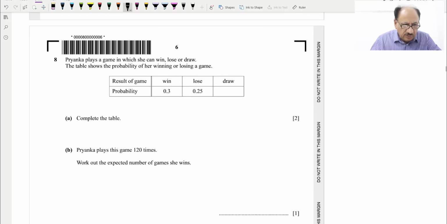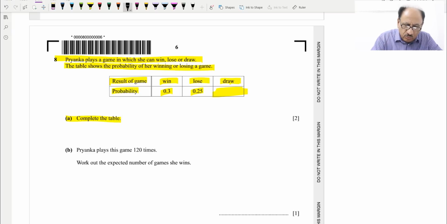Now next question, number 8, says Priyanka plays a game in which she can win, lose, or draw. The table shows the probability of her winning and losing in the game. The result of the game can be any of these 3, and probability for these 2 is provided, and this one we need to fill in. And they're saying a part, complete the table.